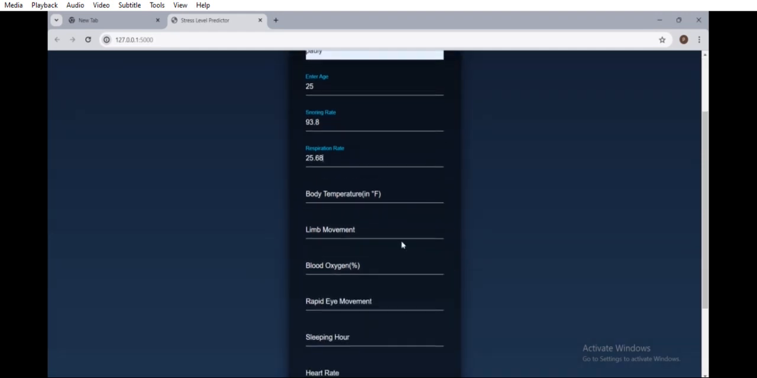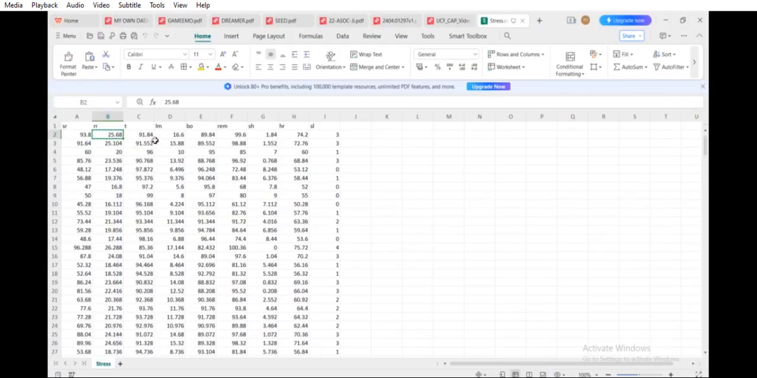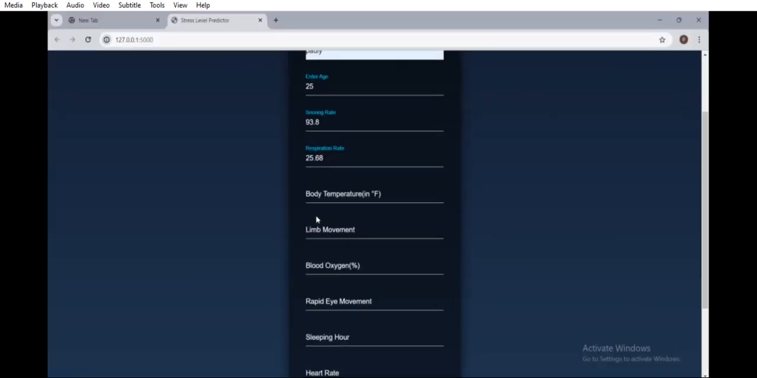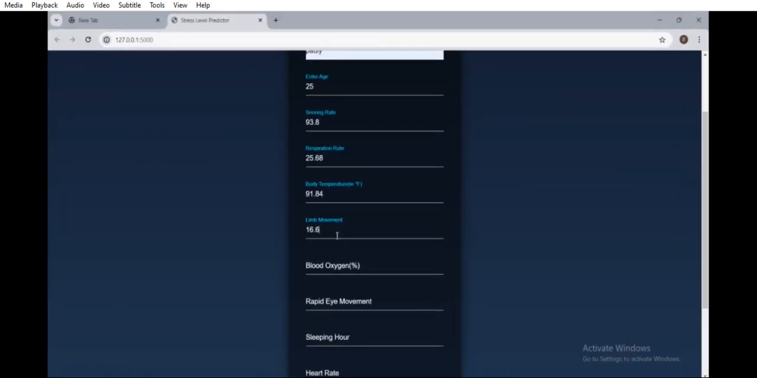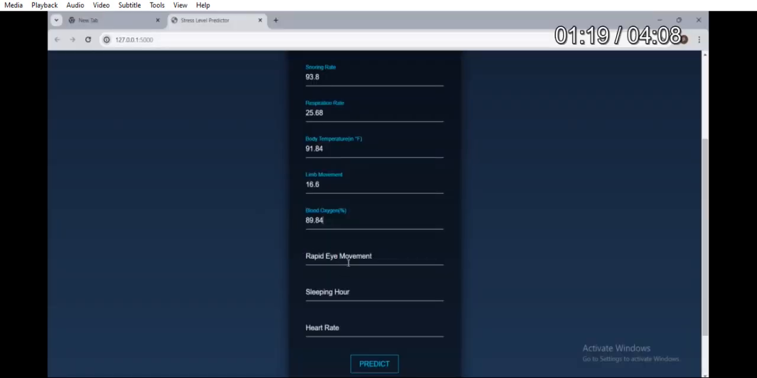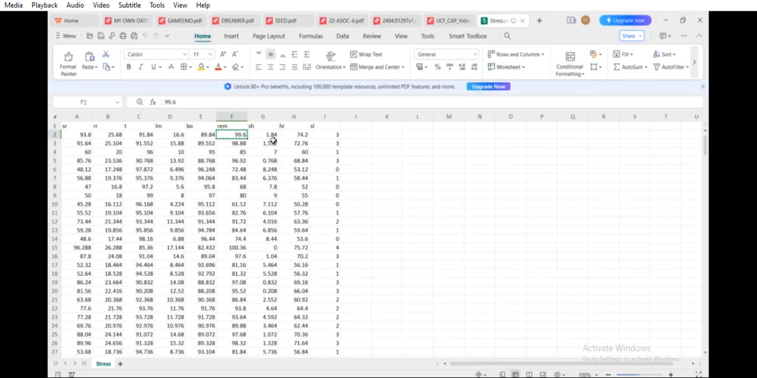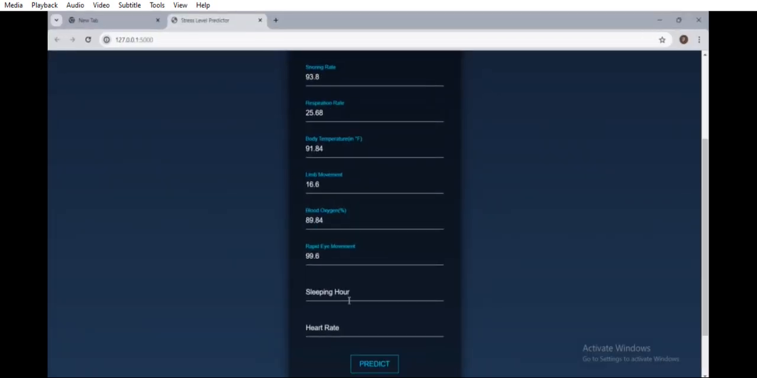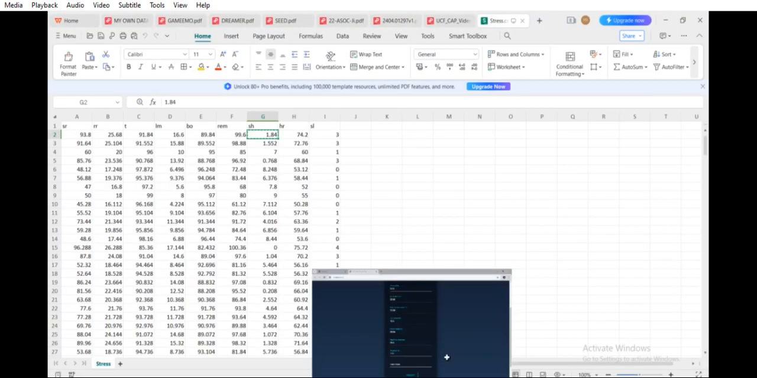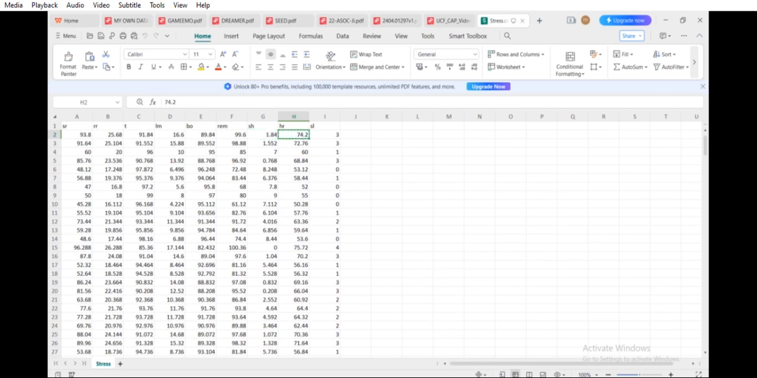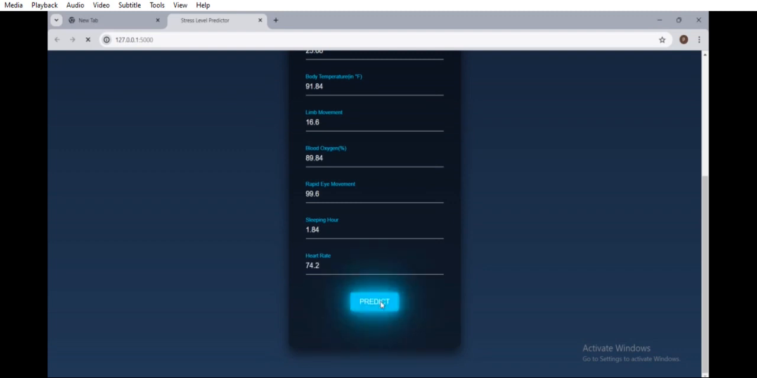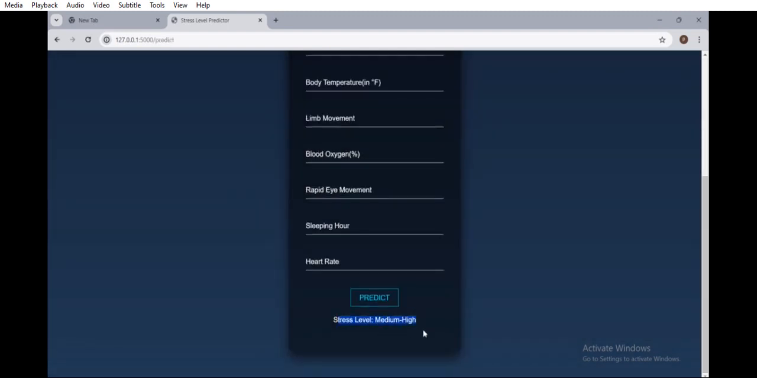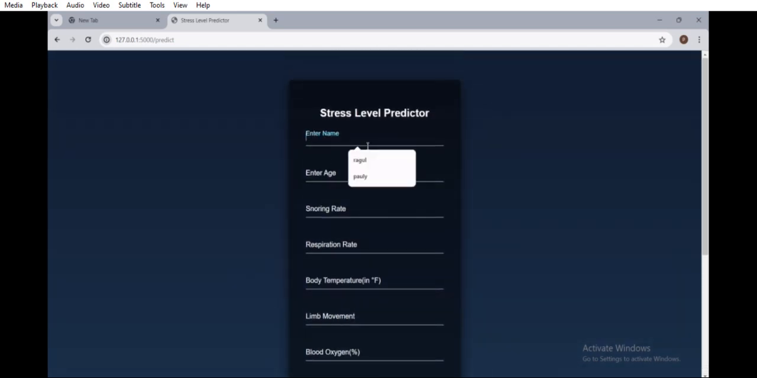and enter the respiration rate and enter the body temperature 91.84 and limb movement and enter the blood oxygen level and rapid eye movement and sleeping hours and finally enter the heart rate. Now click the predict button. Now it shows the result medium high.